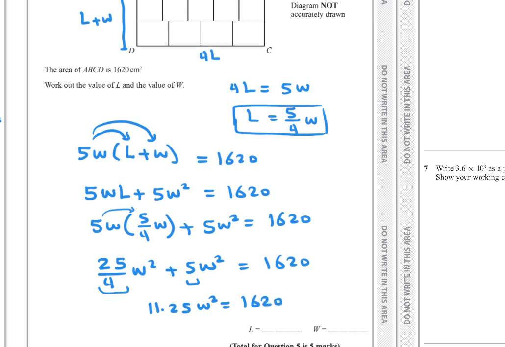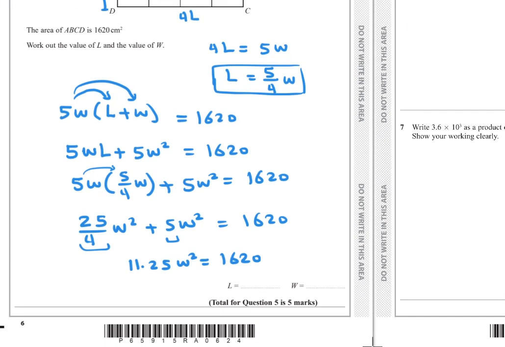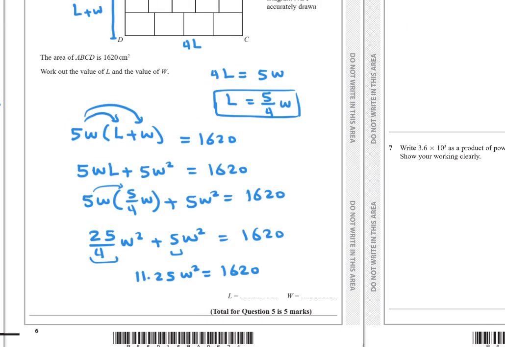Now divide by 11.25. So W squared equals 144. Take square root, so W equals 12. Now substitute to find L. So L equals 5 over 4 times 12 equals 15. So L equals 15.